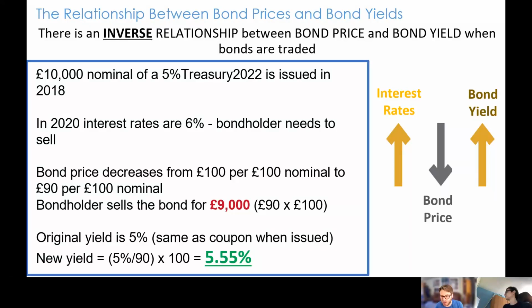So again, bond yield has gone up above the coupon because the bond price has come down below the nominal, and that's because those interest rates have gone up. So the new bonds that are being issued, or other financial instruments that you might invest in, are probably going to give you a better rate of interest or return. So therefore, the price of the bond goes down, but the yield, the return for that investor, goes up as a result.